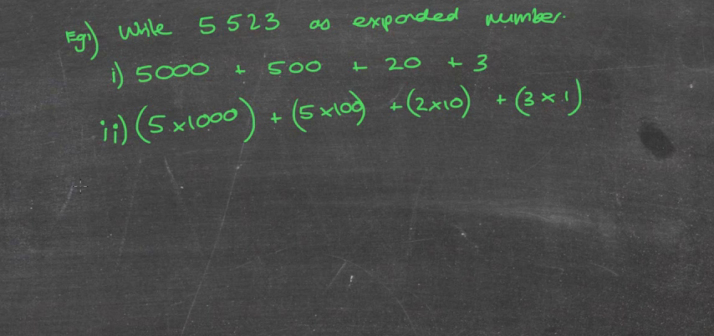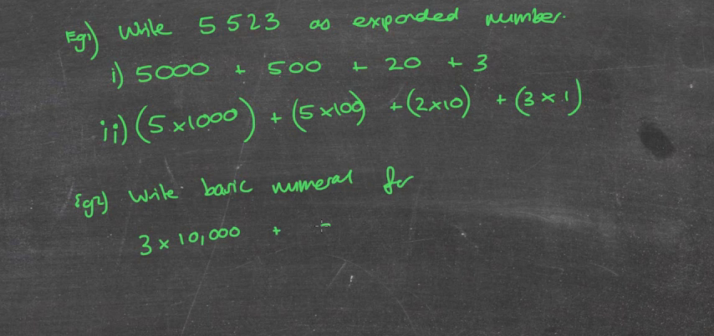The other type of question they could ask is, write the basic numeral for, and they might write something like this: 3 times 10,000 plus 2 times 100 plus 5 times 10, oops, that should be a plus there, plus 2 times 1. Now, they could ask you to write this in the basic form or as a basic numeral. So this is obviously opposite to what we did above. It just wants us to write the number. So what does this mean?